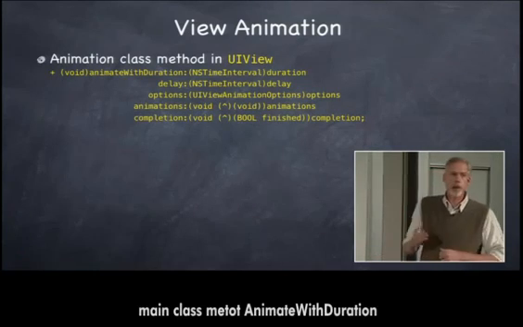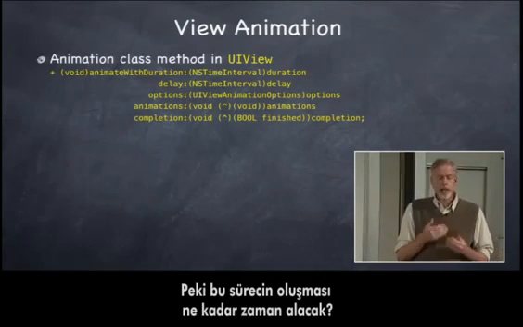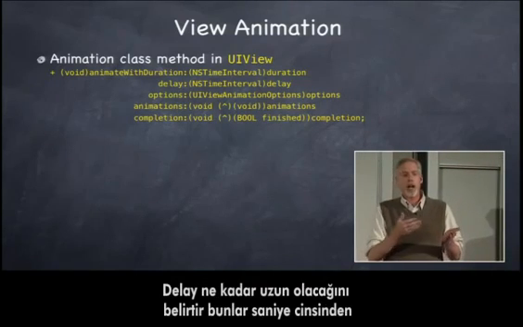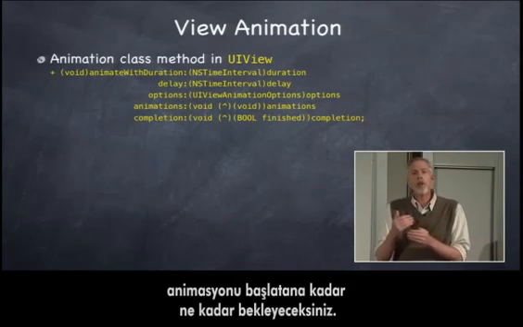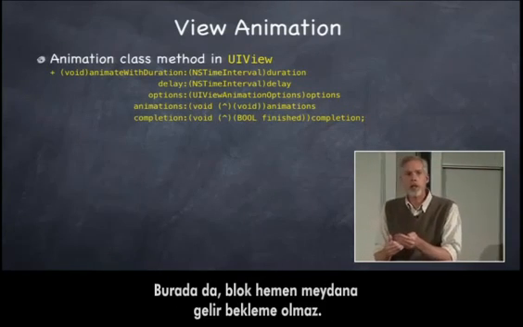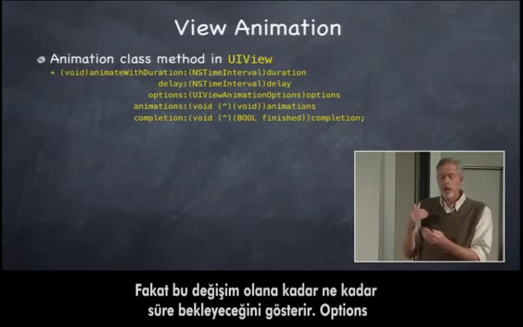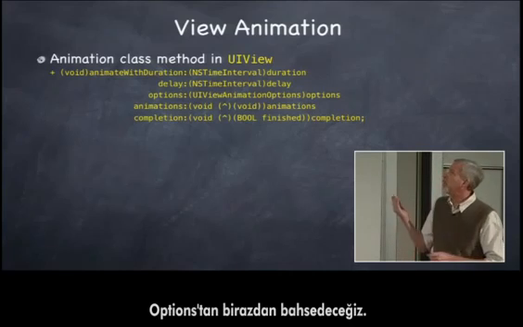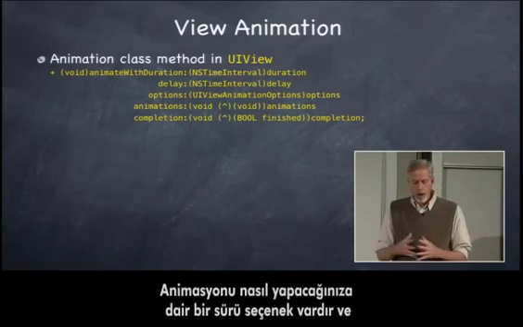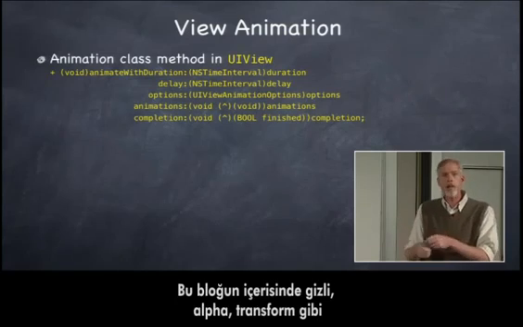So here's the class method, okay? Here's the main class method. Animate with duration, that's how long the animation is going to take. Delay, which is how long, these are in seconds, you're going to wait until you start the animation. Again, the block is going to happen immediately. There's no waiting, but this is how long it's going to wait till it shows the change happening. Options, we'll talk about options in a second. There's a lot of options for how to do the animation. And then animations colon a block, and that's the block.